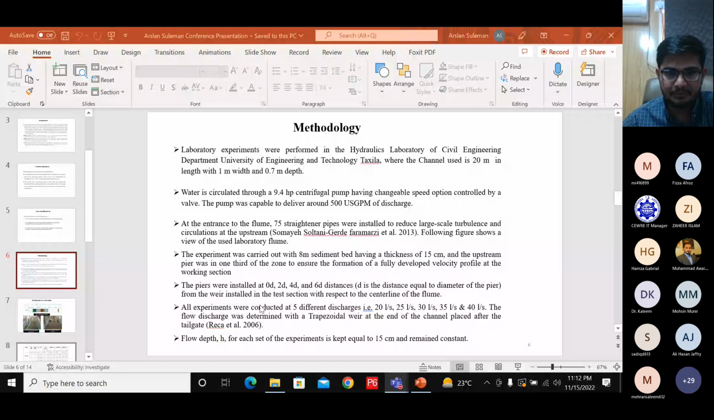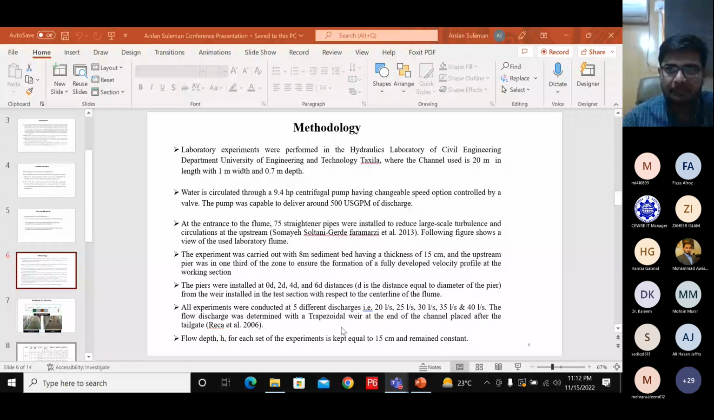All the experiments were conducted at 5 different discharges: 20 liters per second, 25 liters per second, 30 liters per second, 35, and 40 liters per second. The flow discharge was determined with a trapezoidal weir at the end of the channel placed after the tailgate, which I show in the pictures.